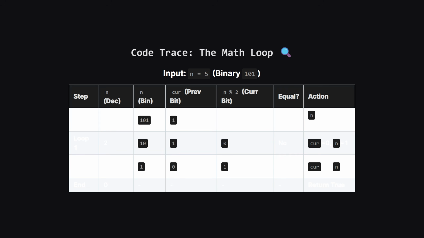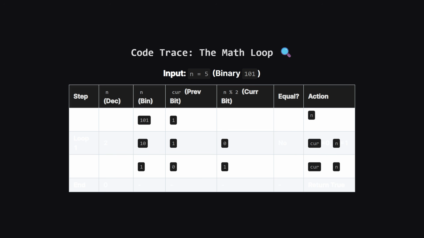We start by initializing. 5 modulo 2 is 1, so cur becomes 1. We divide 5 by 2 to get 2. Now we enter the loop. N is 2, which is 1 0 in binary. The last bit of 2 is 0. Is our saved cur, which is 1, equal to this new 0? No. So we update cur to 0 and divide n by 2 again.